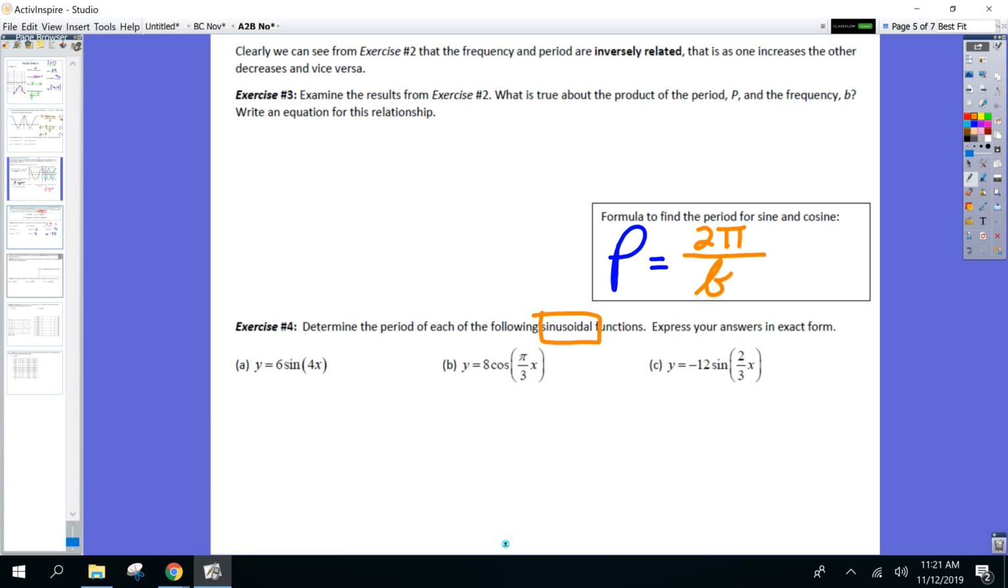All right, who was up? Sorry for that. Who was up? Here we go, Grace. Determine the period. So I have a formula for you. What was it?